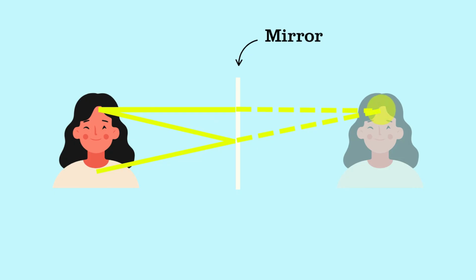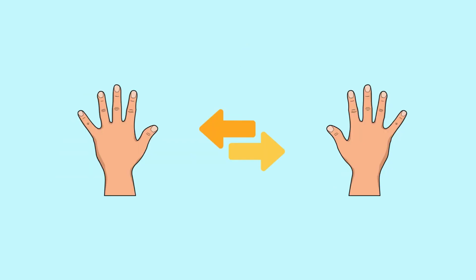It's virtual, meaning light doesn't actually come from there. This virtual image that appears behind a mirror is the same size as the object and upright, but it's laterally inverted. That's why your left and right seem flipped.